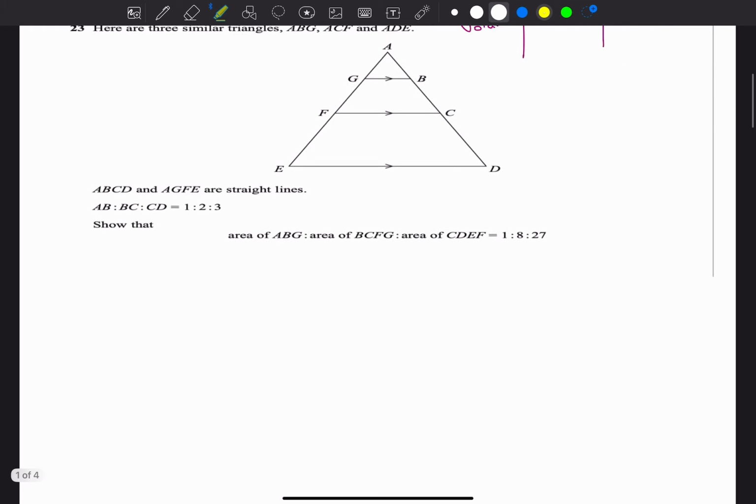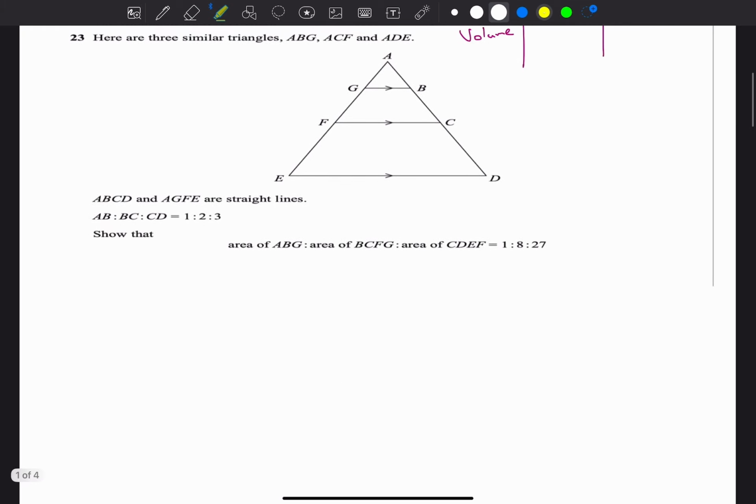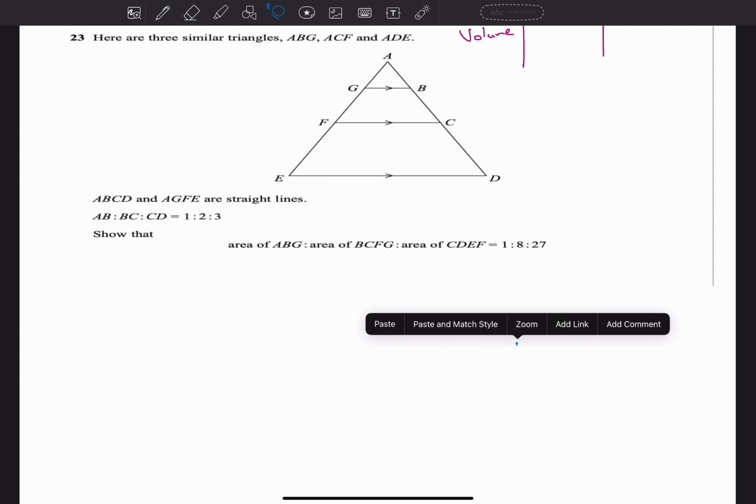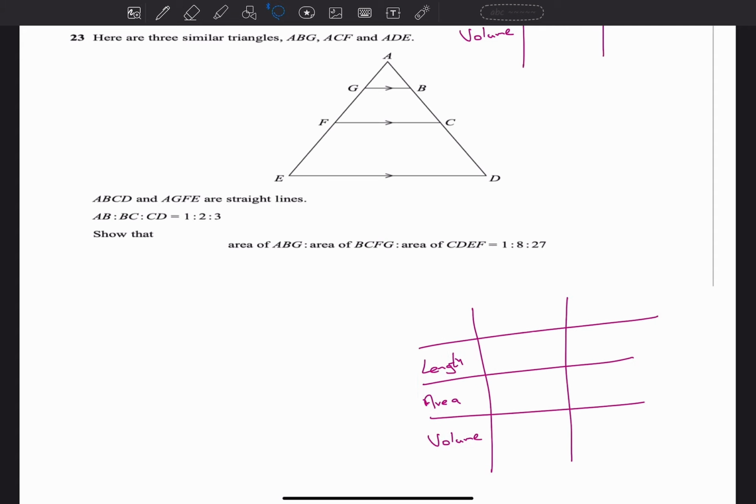Good. Next one. Table again, but in this case you're going to have 3 parts. So you have area of ABG, then area of that, and area of that. Now this is a triangle, and this is a quadrilateral, so you can't do that straight away. You have to do triangles.